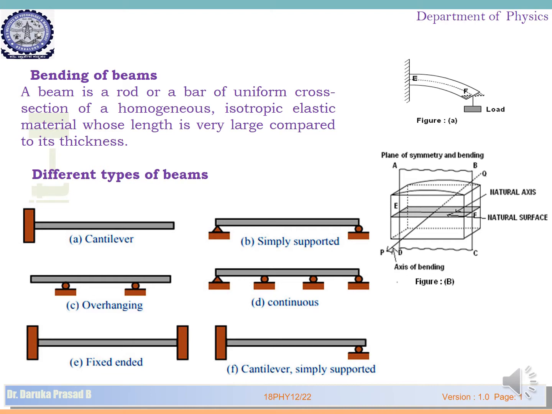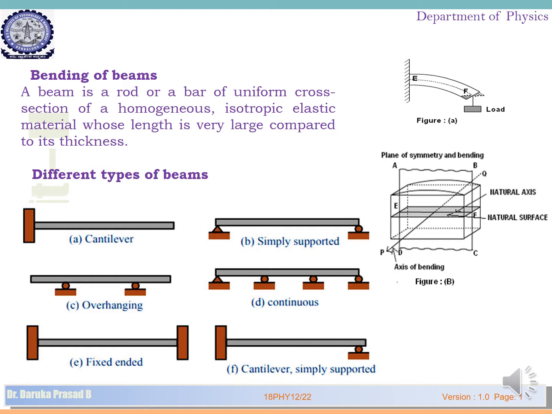When you subject the beam to a load, say in the example in figure A, the line E to F is called the neutral axis. That axis will not change its length or dimension under the load, but the section above it gets expanded because of the external force, and below this EF it gets contracted. We will see that in the next slide. Before understanding this, you should know some of the terminologies.